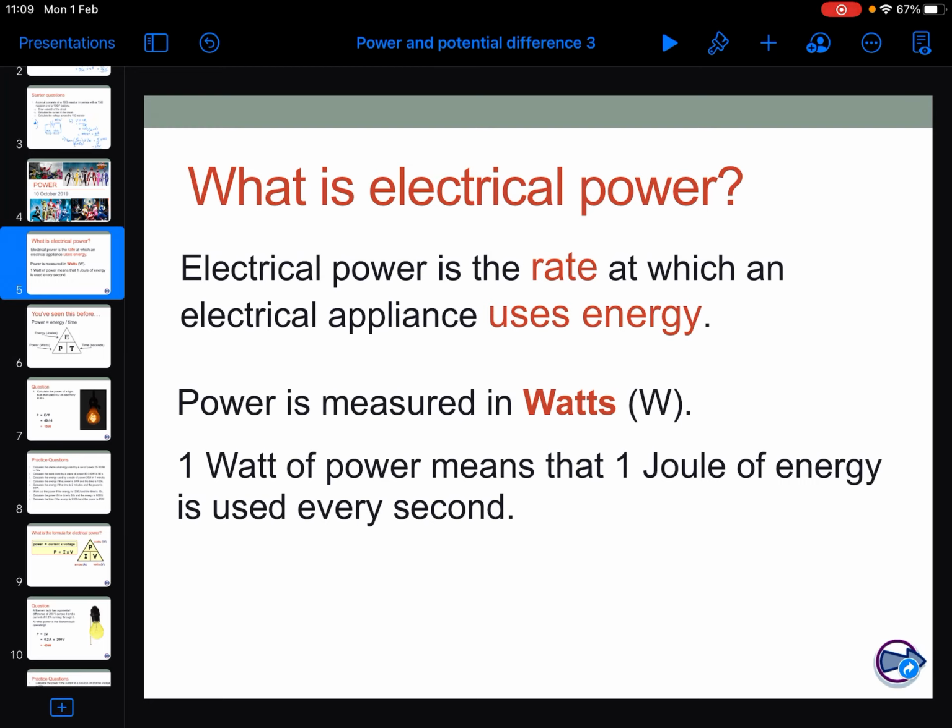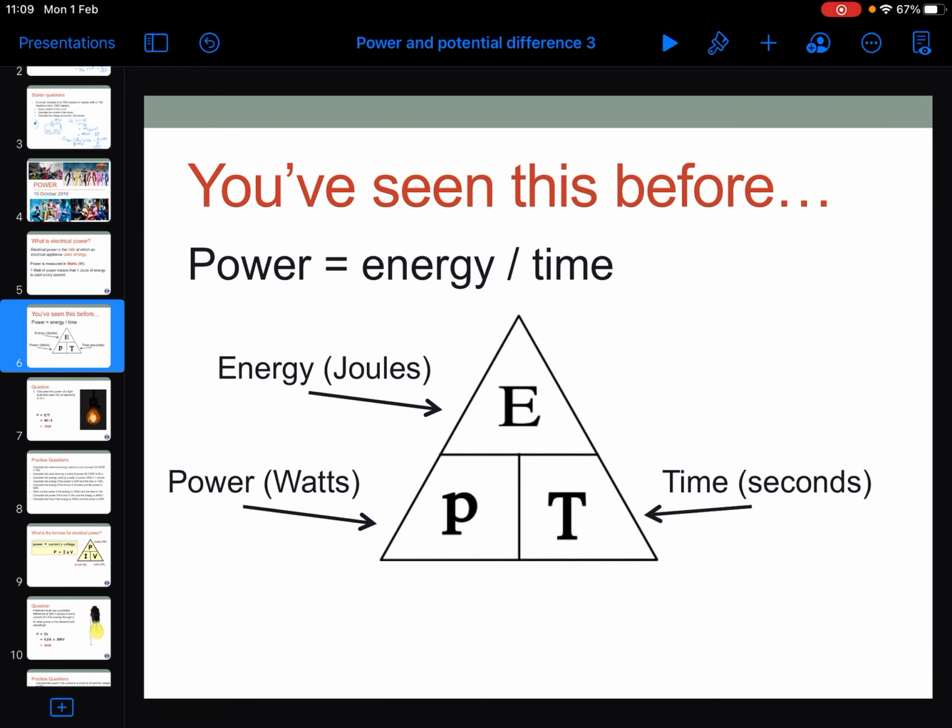So our first equation links to this definition, and it is power is energy divided by time. Now, just a quick note that sometimes energy is shown, I know this is confusing, as a W because of work done. So if you remember back to year 9, we did work done, which is a type of energy transferred.